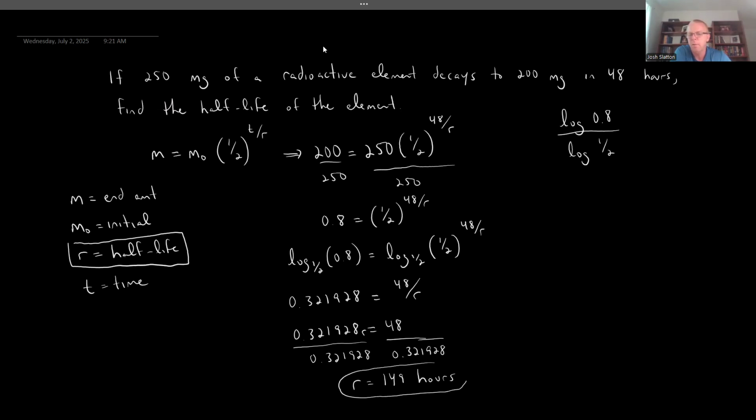Whenever you can, it's usually a good idea to see if your answer makes sense. In this case, we know that this element goes from 250 down to 200 in 48 hours. So it's not gotten to the half-life. We're essentially wanting to know how long it takes to go from 250 to 125. Since it has not gotten down to 125 yet in 48 hours, the half-life must be more than that because it hasn't got to half yet. It still has more to go, so obviously it's going to take more time to go from 250 to half of that.